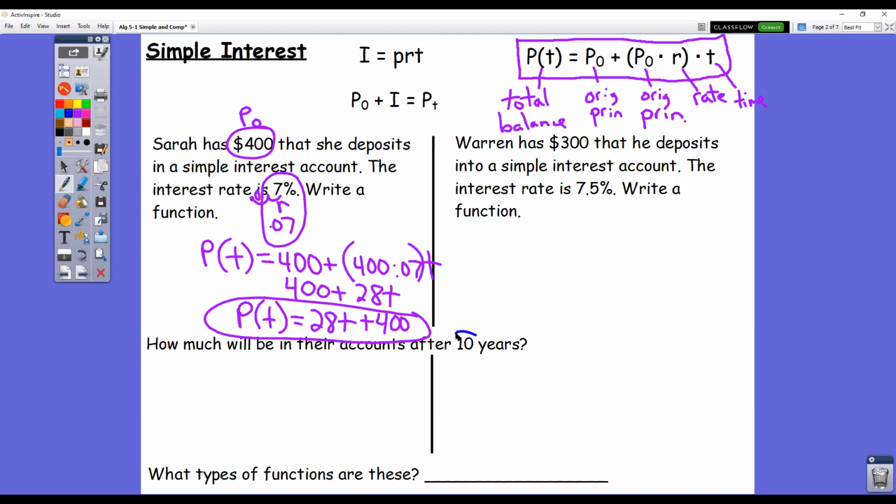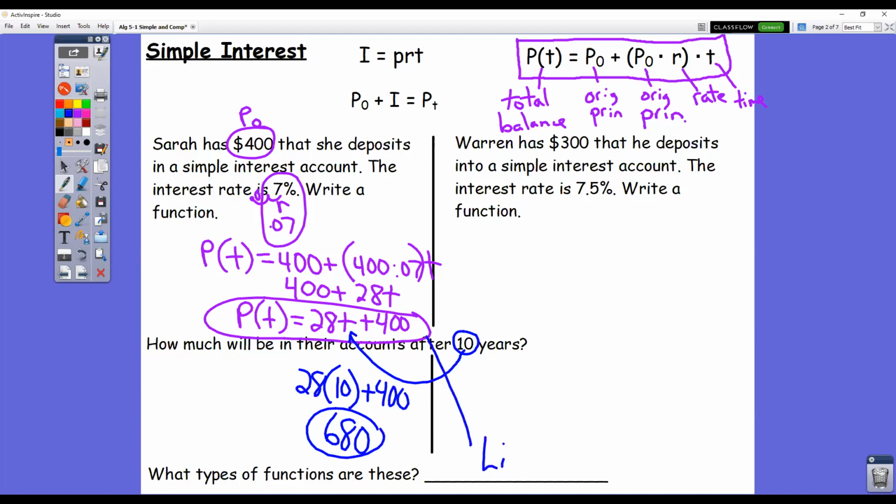How much will be in her account after 10 years? Well, what you have to do is take this 10 and sub it in for t. So we're going to have 28 times 10 plus 400, which gives you that after 10 years, she would have $680. What type of function is this? Well, this function is a linear function. It is in that y equals mx plus b form.